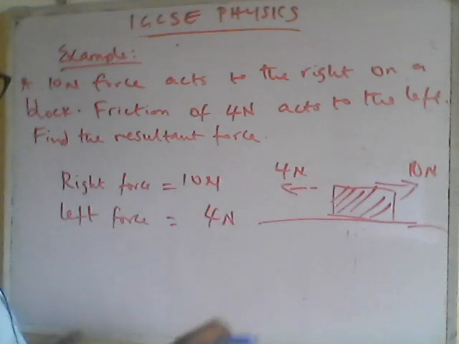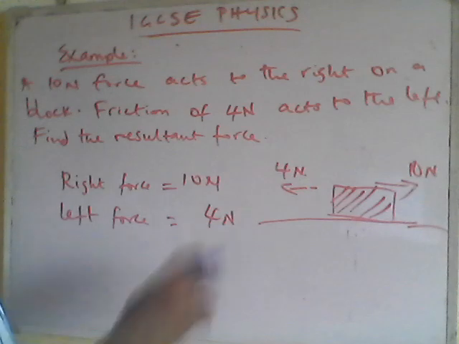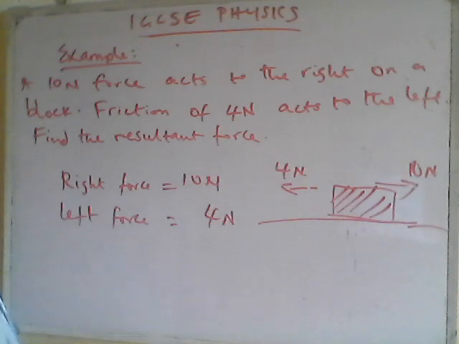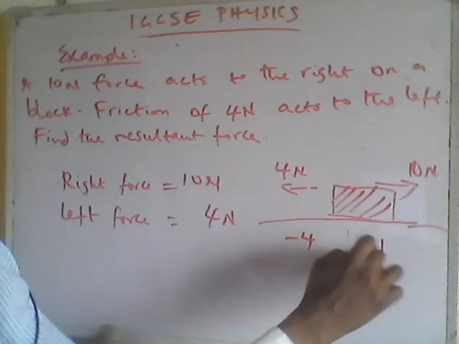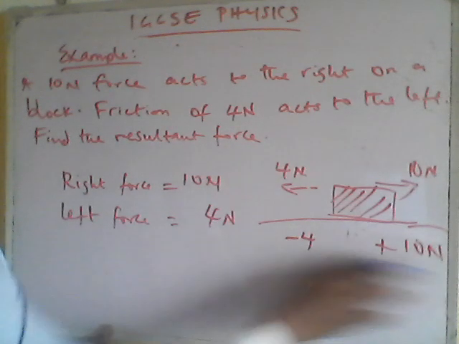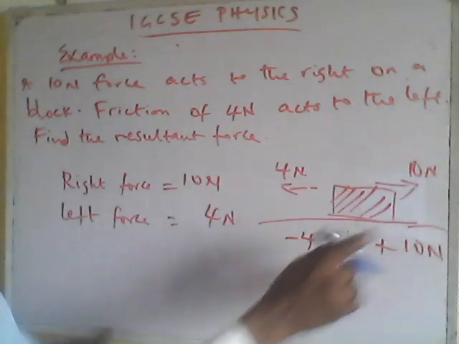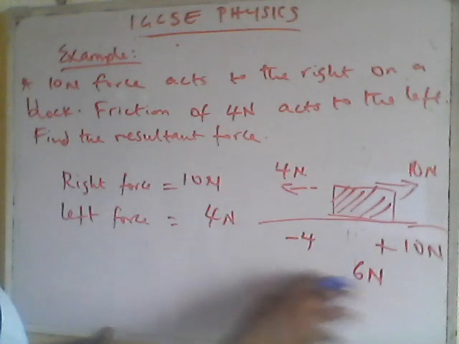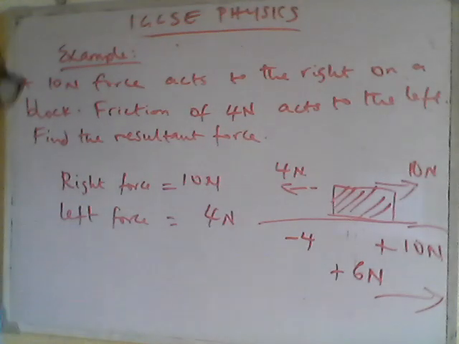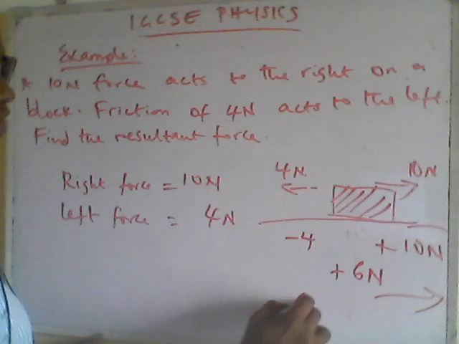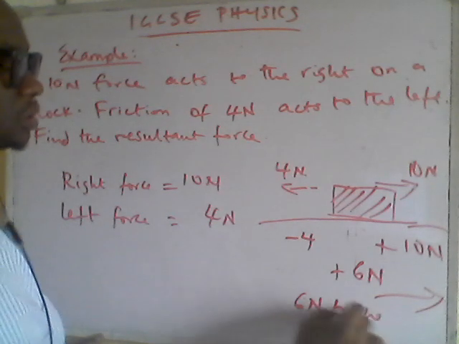I can do an algebraic summation of these forces. From your number line, anything going to the left is minus, so this is minus 4. Anything going to the right is plus, this is plus 10, right? So if I do this algebraic sum, minus 4 plus 10 gives me 6 Newton. So 6 Newton is the resultant, but because it's still plus, it's acting to the right. So the final answer is 6 Newton to the right.